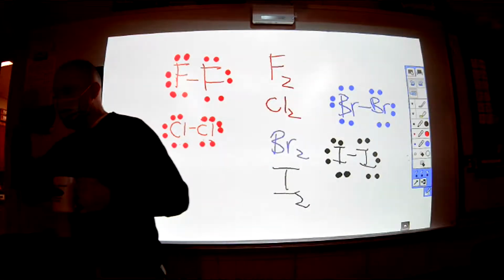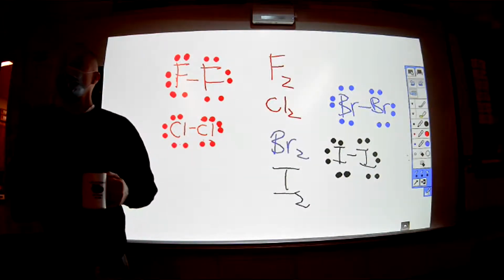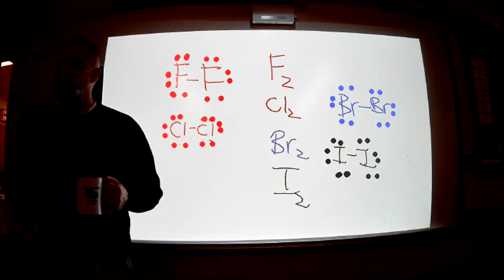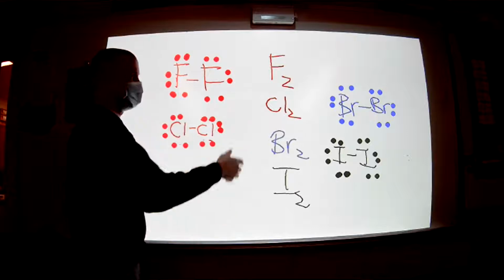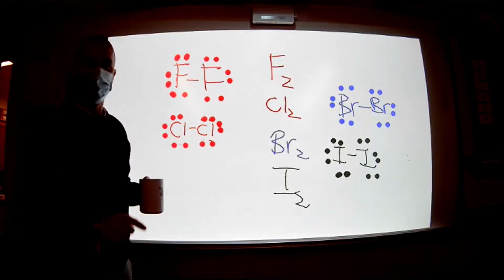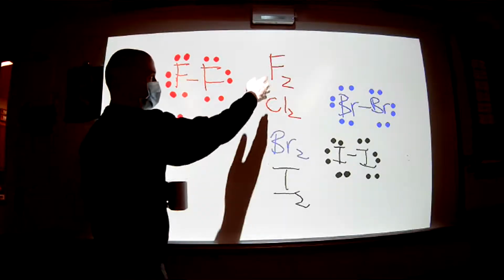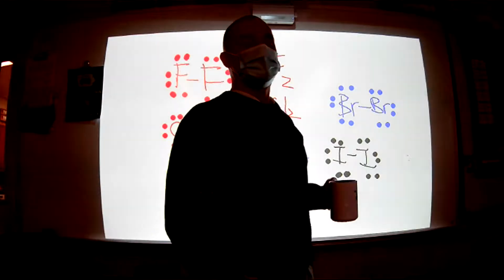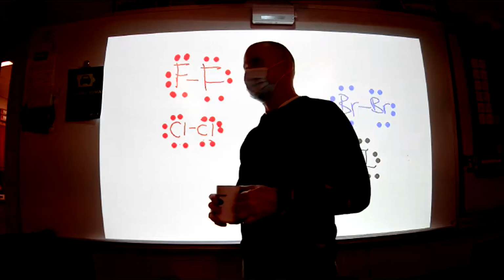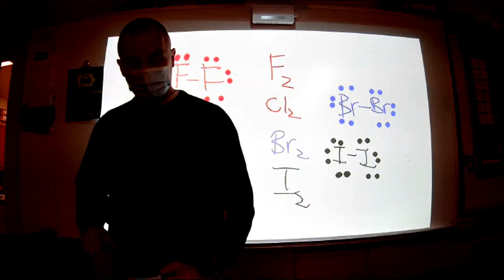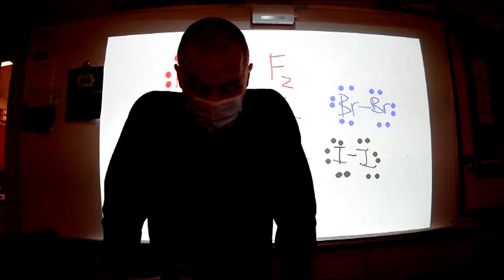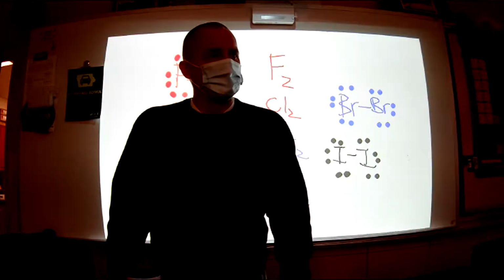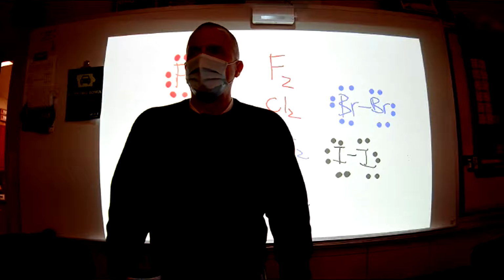So there are no partial positives or partial negatives for them to stick together. Yet gas, liquid, solid, they have the same type of attraction. They have the same type of attraction, yet they're different states of matter. Why?